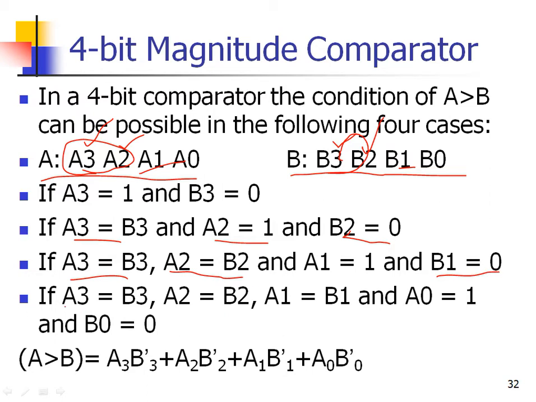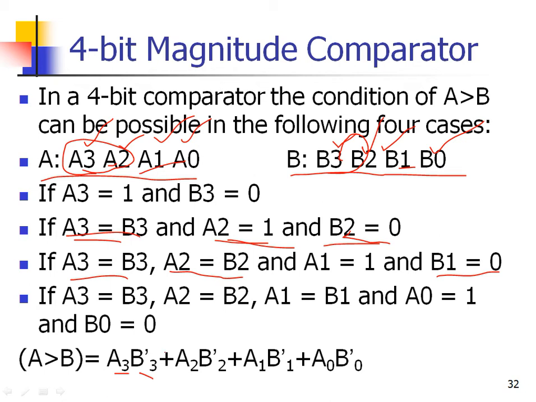Similarly, if all three bits A3, A2, A1 and B3, B2, B1 are equal, and if A0 is 1 and B0 is 0, once again the condition is A greater than B. For all these conditions, if we refer here, A3 B3 bar, and the next case is A2 B2 bar. We can also add A3 equal to B3. If you add, that gives another equation, and you can implement that logic equation also.